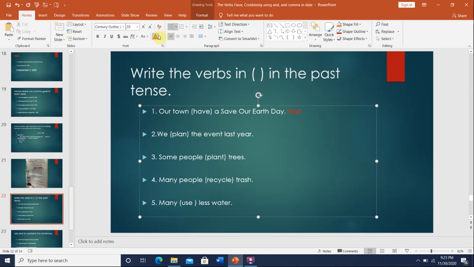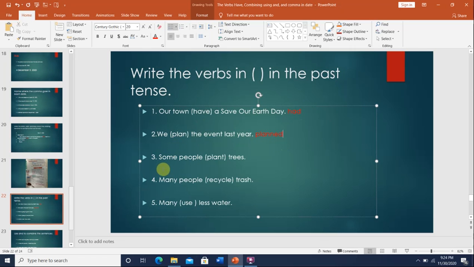Planned is one of the verbs where we double the last letter. It ends with N, and N is a consonant, so we double the N and we add ed. We said before that for some verbs that end with a consonant, we make two of the last letter, and then we add ed. So the past of have is had, the past of plan is planned.